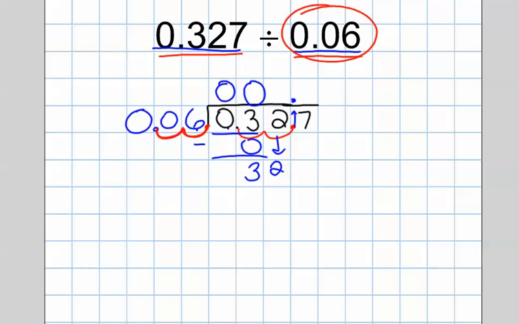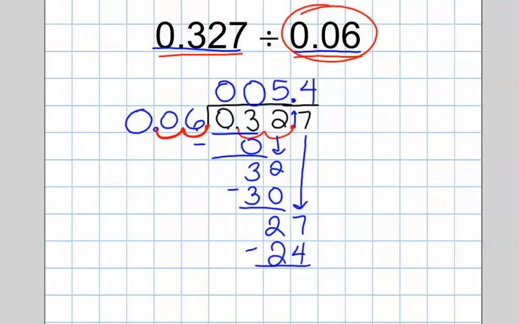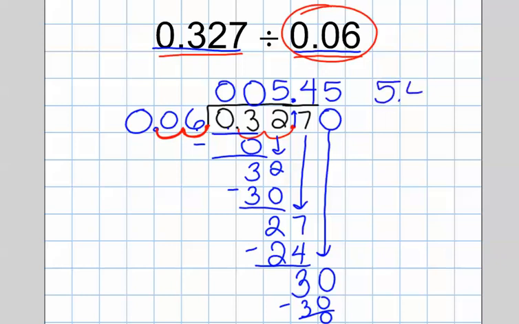How many times can 6 go into 32? 5 times. 6 times 5 is 30. Do my subtraction again. Bring down my 7. How many times can 6 go into 27? 4 times. 6 times 4, 24. I'm left with a 3. I can't have a remainder, so as we learned yesterday, I have to make sure I put this extra 0 there and bring down the 0. How many times can 6 go into 30? 5 times. So now I'm finally left with my remainder of 0, and there are no other numbers to bring down. I hope that you got 5 and 45/100ths as your answer as well.